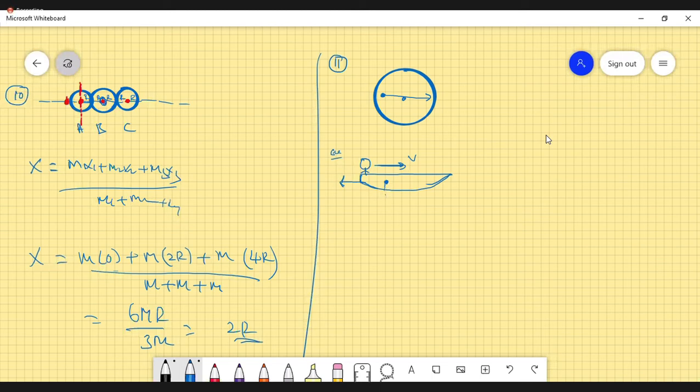Okay, about this. The boy and boat system. And suppose if we consider only the boat, then the center of mass of the boat will be different. But if we consider both the boy and the boat, then the center of mass remains constant. Right. It will be 0 for the 11th one.